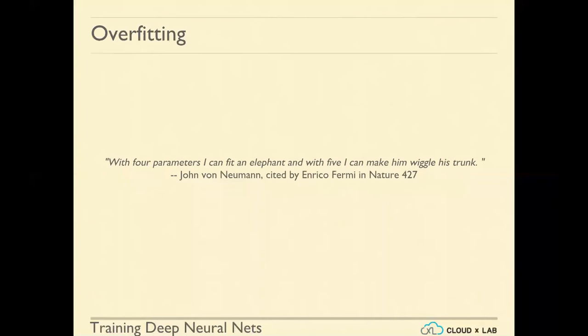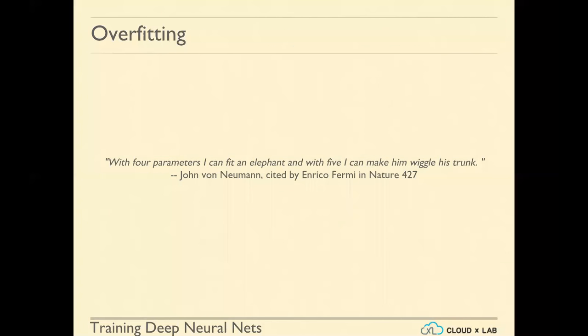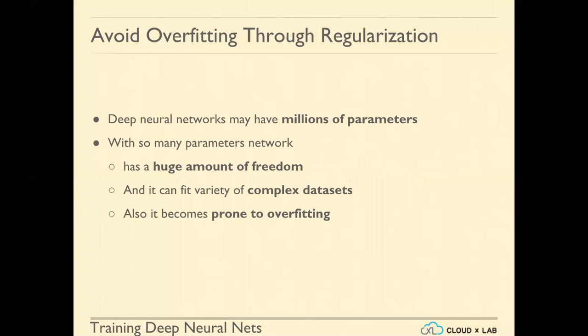Let's understand it. With 4 parameters, I can fit an elephant, and with 5, I can make him wiggle his trunk. That's what John von Neumann, the father of modern computing, said, right? What it means is that if you fine tune even the 4 parameters, you can actually do huge tasks and so on, right? But in case of neural networks, we are talking about thousands of parameters, or sometimes millions of parameters.